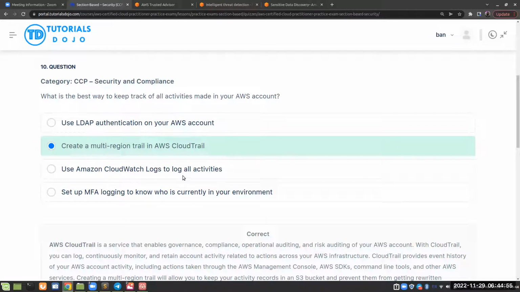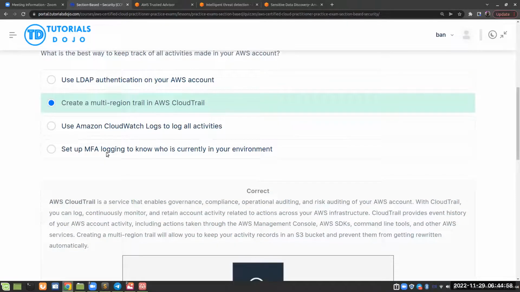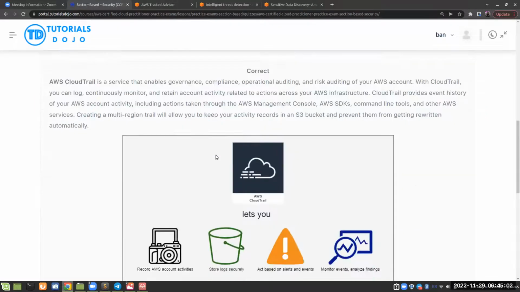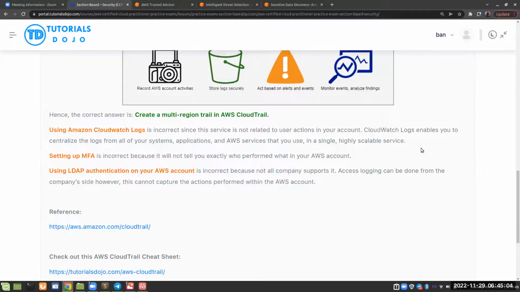Amazon CloudWatch logs to log all activities. That's not used for that. MFA to log who is currently in your environment. Those ones don't suit, right?